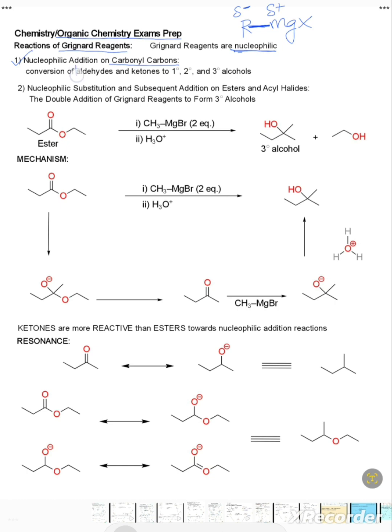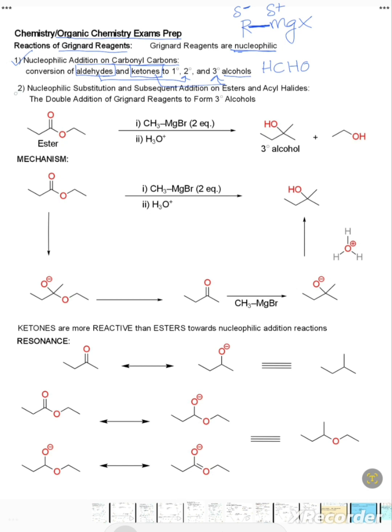Our aldehydes, when reacting with Grignard reagents, would give us secondary alcohols, and the ketones would always give us tertiary alcohols. The primary alcohol is obtained only when a Grignard reagent is reacted with formaldehyde. Other than that, all aldehydes would convert to secondary alcohols, and all ketones would convert to tertiary alcohols when reacting with the Grignard reagents.